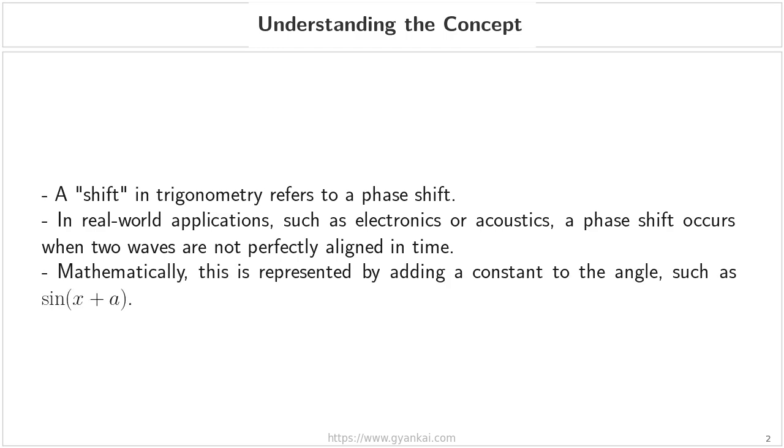Mathematically, we represent this phase shift by adding a constant to the angle of a trigonometric function. For example, it says sine of x plus a, that would be pronounced as sine of x plus a. The a represents the amount of the shift. So, instead of a simple sine wave starting at 0, this wave starts at a different point on the y-axis.